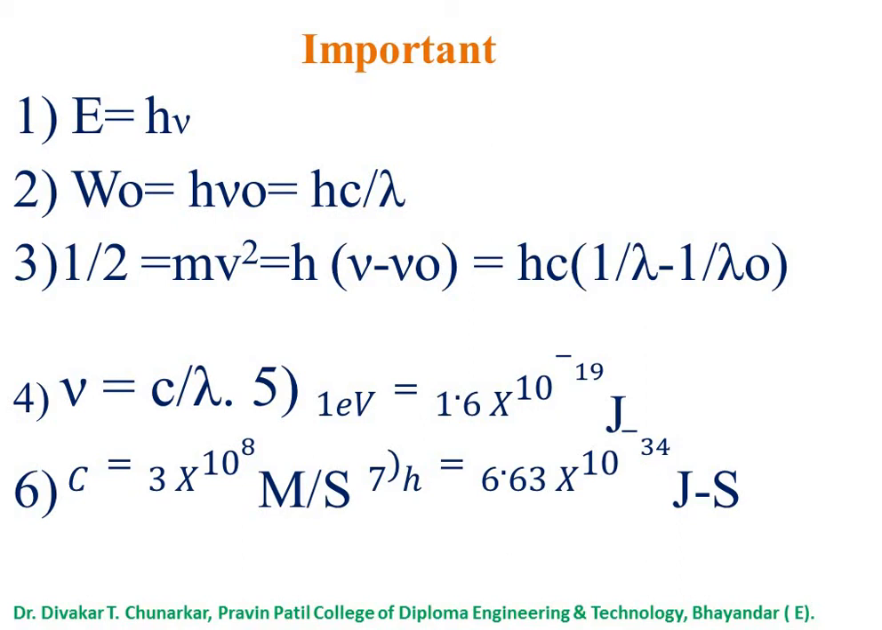Then fifth, 1 electron volt equals 1.6 into 10 to the power minus 19 joule. Then c equals 3 into 10 to the power 8 meter per second. And the last one, the value of the Planck constant, h equals 6.63 into 10 to the power minus 34 joule second.